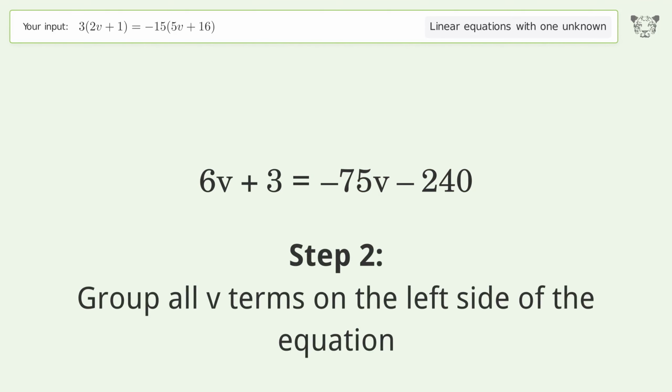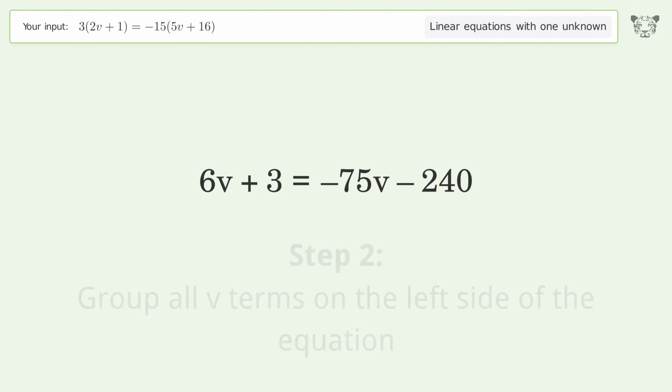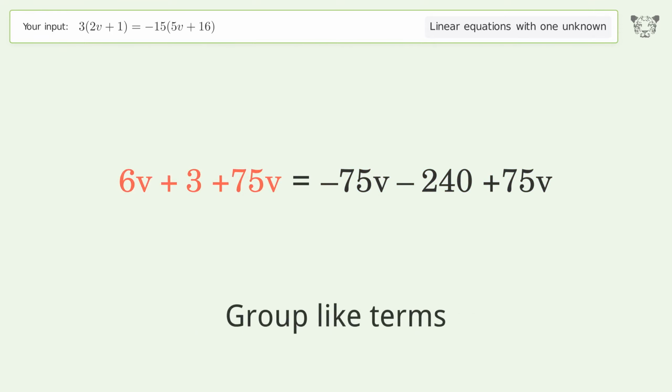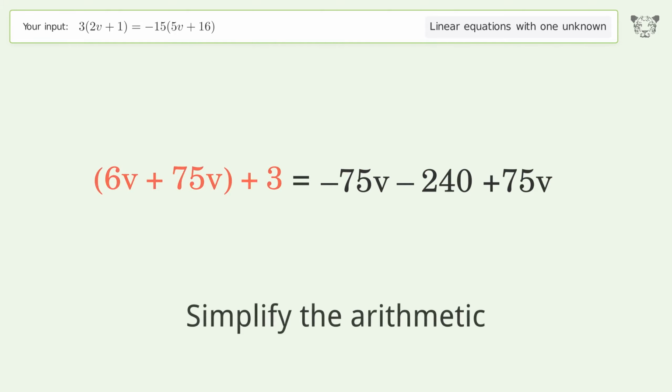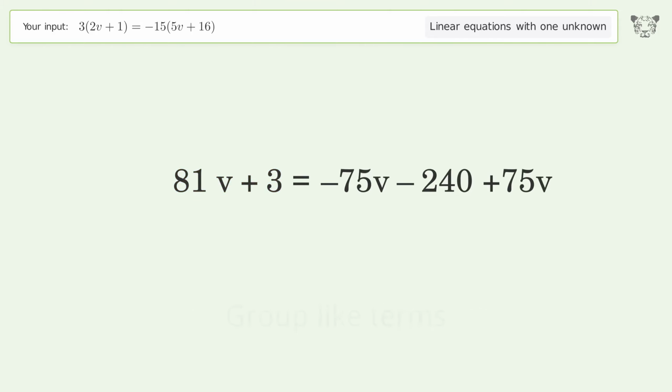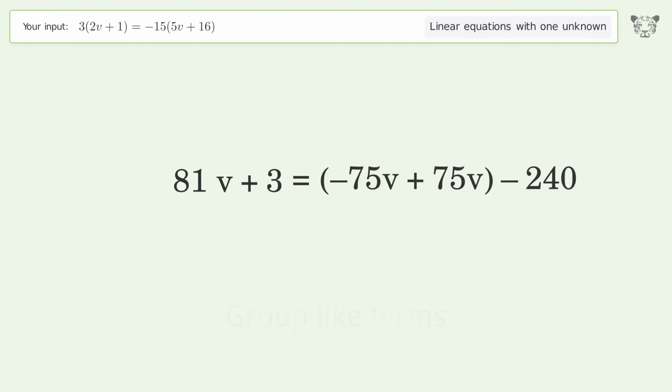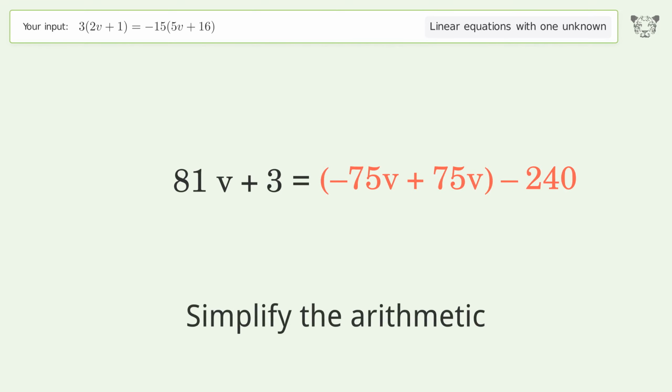Group all v terms on the left side of the equation. Add 75v to both sides. Group like terms. Simplify the arithmetic. Group like terms. Simplify the arithmetic.